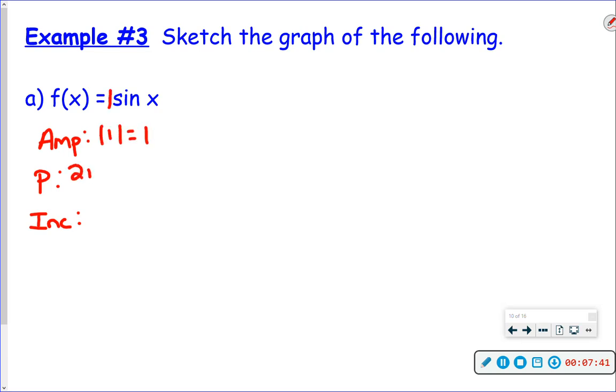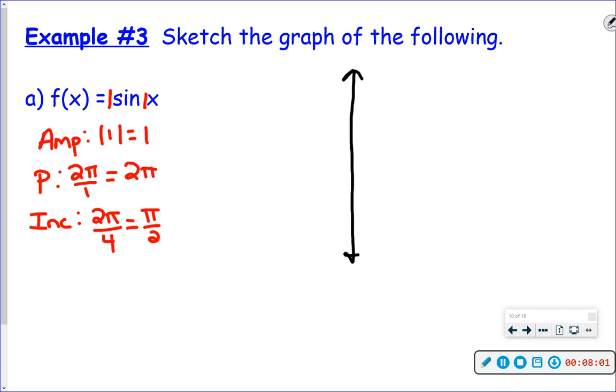Period, 2 pi over b, our coefficient on x is 1. Now, what's important about the increments is that's how I'm going to scale the graph grid. So increments is the period divided by 4. And I'm going to reduce that down. Okay, clearly not drawn to scale. We all know my artistic abilities.